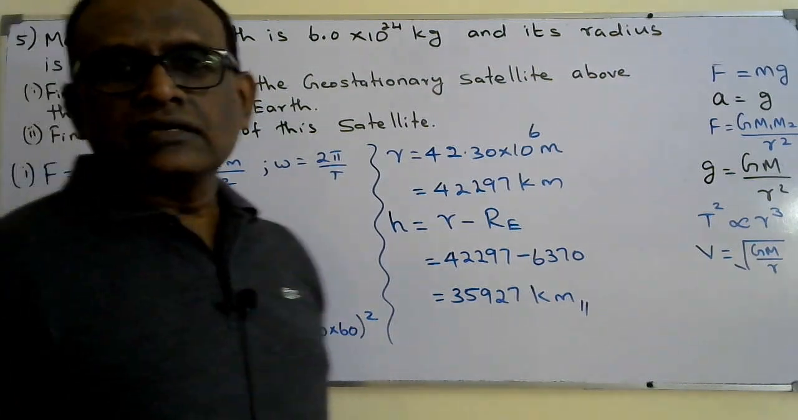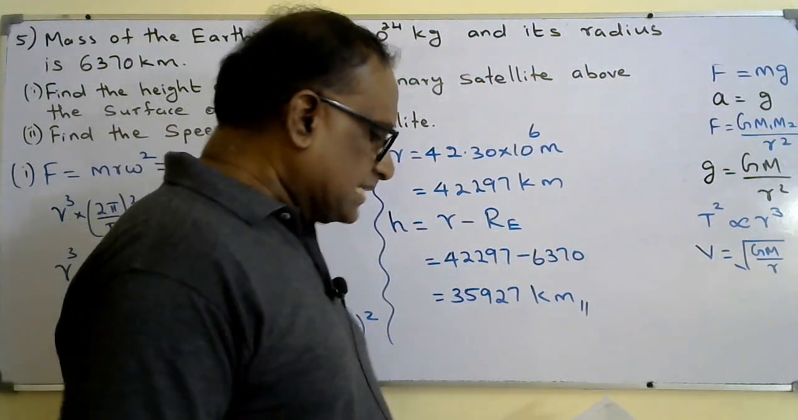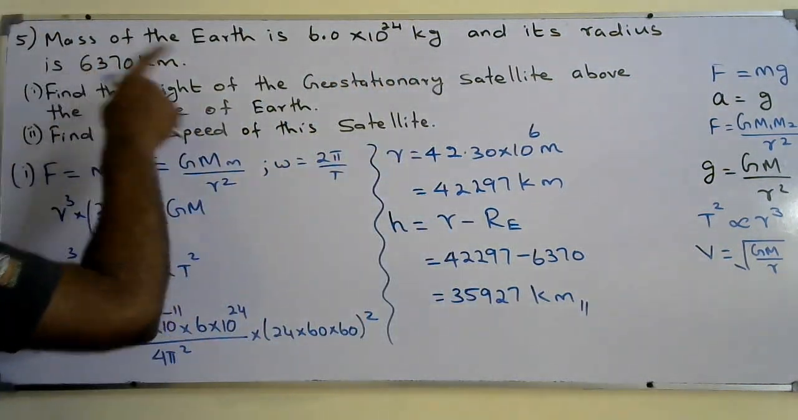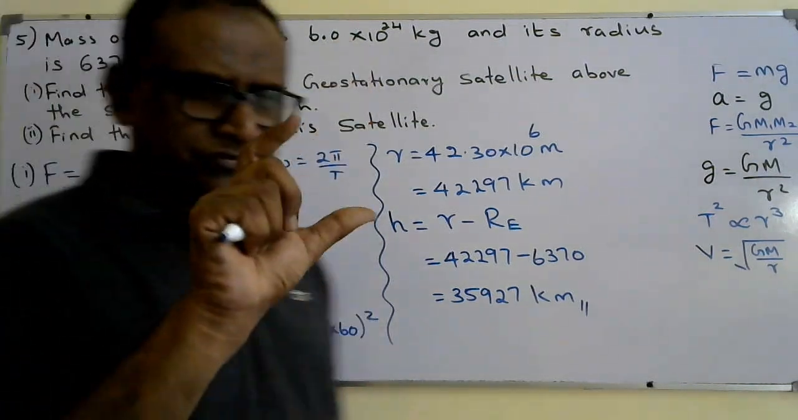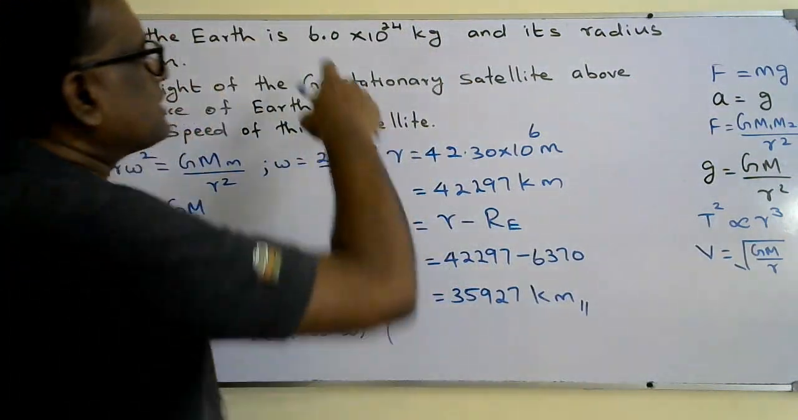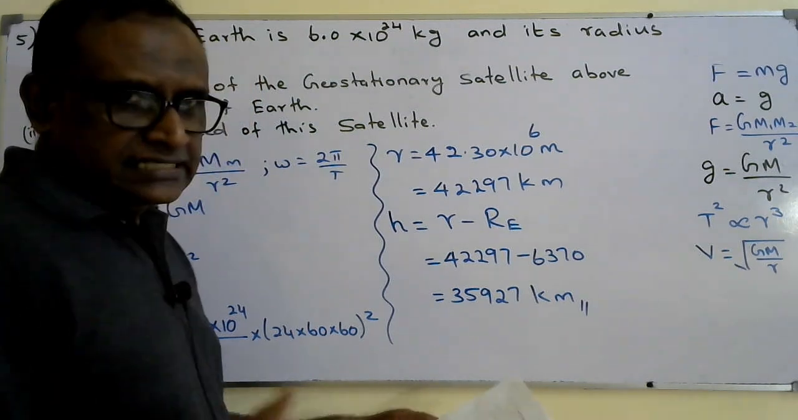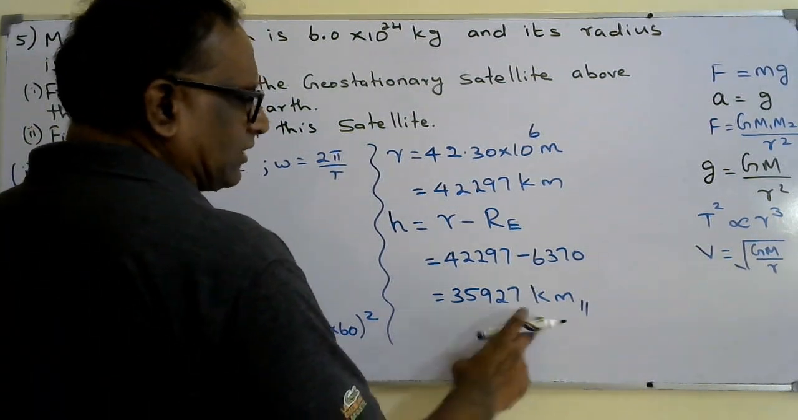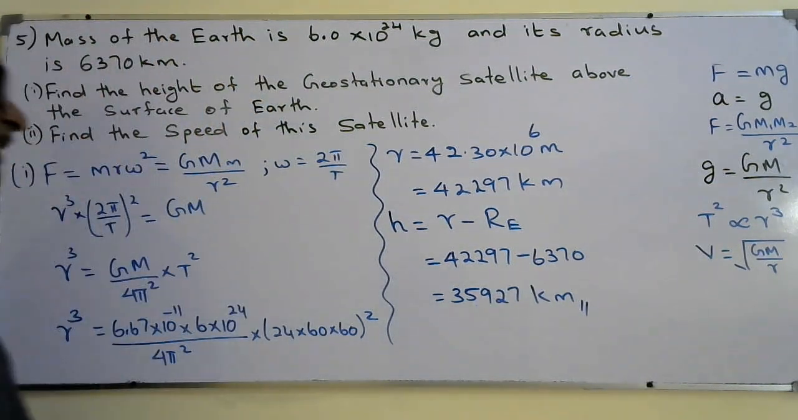Check it on Google, height of the geostationary satellite. It says 35,786. Slightly different because the mass of the Earth is not 6 × 10^24; I think it is something like 5.97. Anyway, we use 6 × 10^24. The standard value from the internet says 35,786, around 120 kilometers different. Doesn't matter, we are getting a good answer for this calculation.